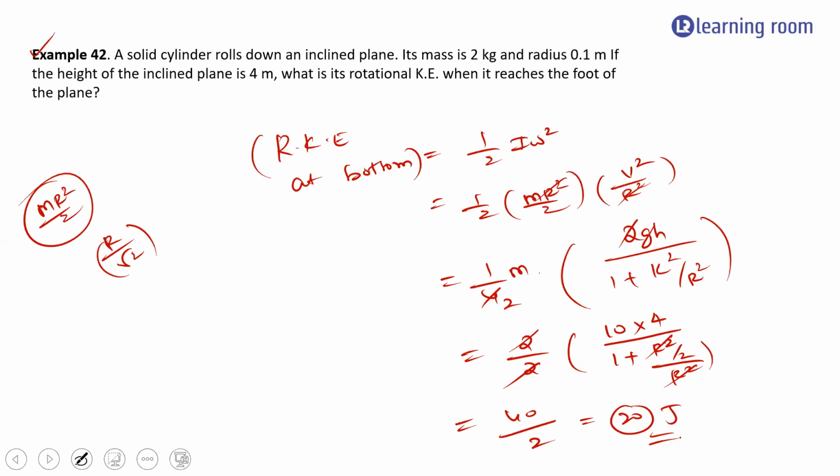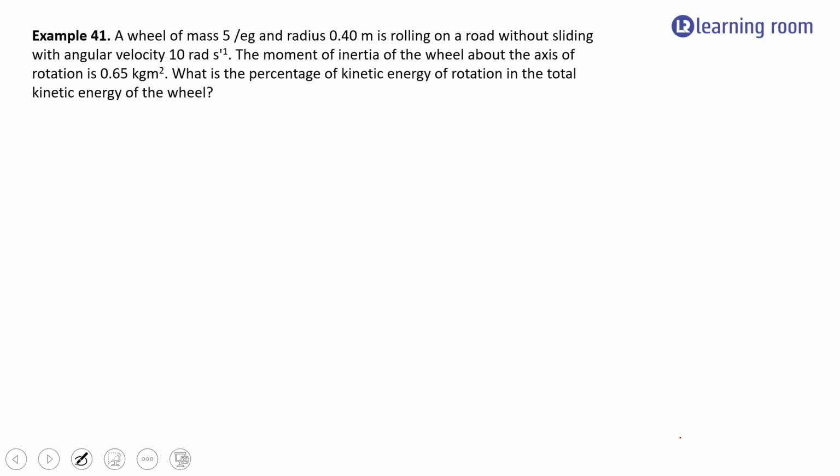So we'll do one last topic. First, we copy this. Did you all copy? Any doubt? Shall I proceed? Now do this problem.